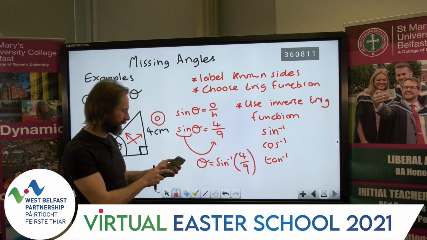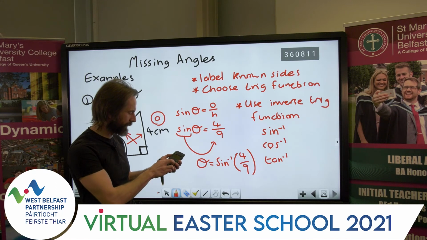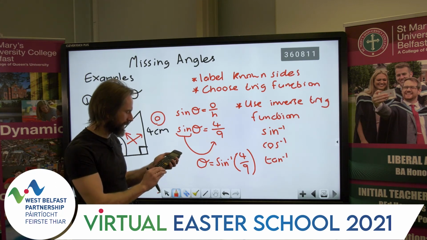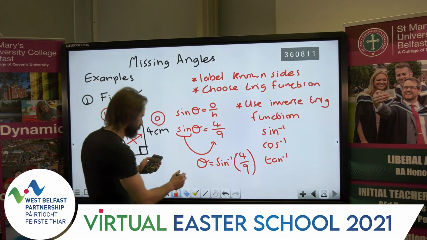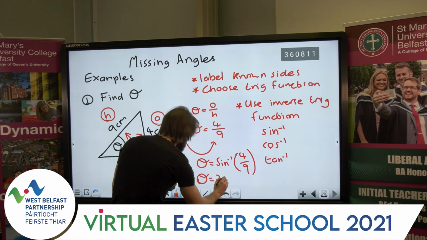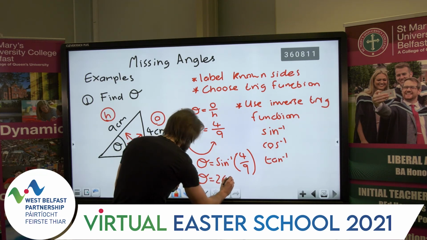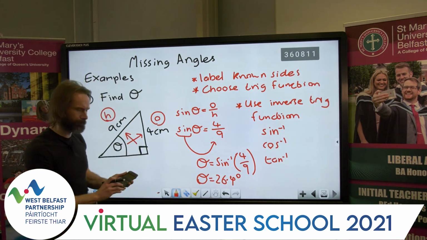So I'm doing sine to the minus 1 of 4 over 9, and again, because Casio has a fraction button on it, I can just type that in as 4 over 9. And I close my bracket. Sine to the minus 1 of 4 over 9 is equal to 26.4 to 1 decimal place. And remember, this time we're finding an angle, so this is in degrees. So 26.4 degrees. Okay?